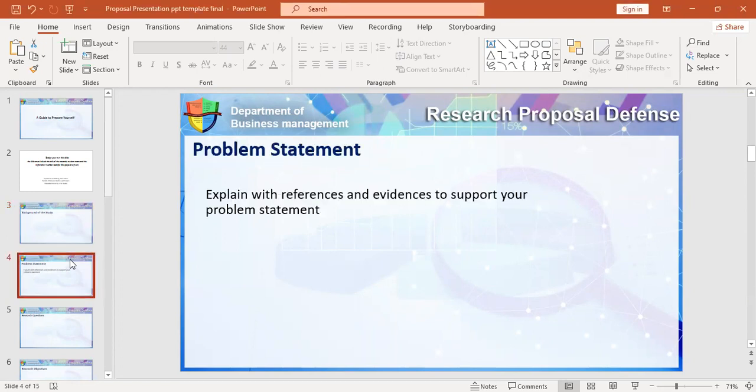Next, you must mention the problem statement. So in your research, you must target a problem, a real world problem. So in this slide, you must describe the problem that you are going to address through your research. Again, you must present evidence and references which are related to your problem, or proof for your problem.